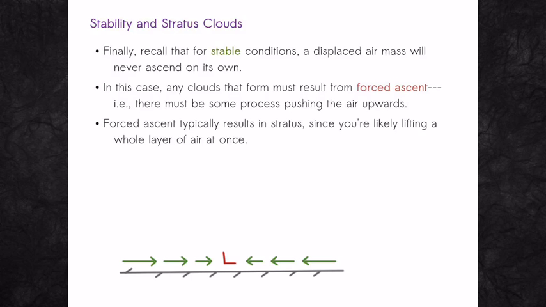Now, as we mentioned before, if you have convergence into a zone like this, it's kind of like squeezing the bottom of your tube of toothpaste. And so you're going to take the air that's there. As this air converges in, the air that's already there is going to get pushed upwards. And so that's what we mean by forced ascent. That convergence is pushing the air upwards.